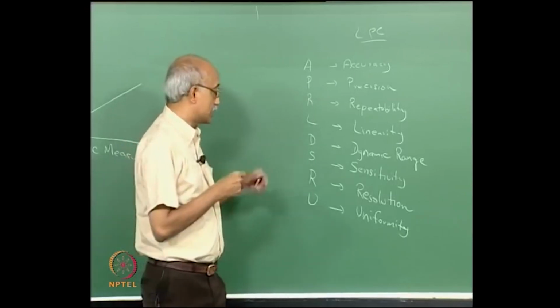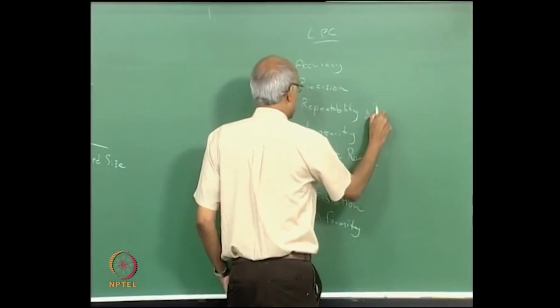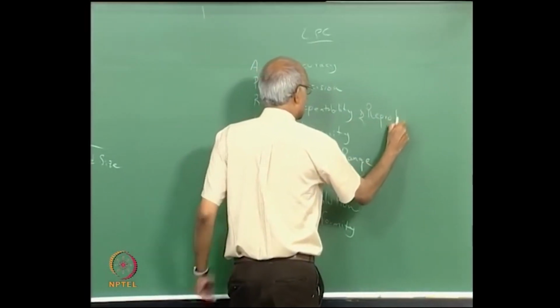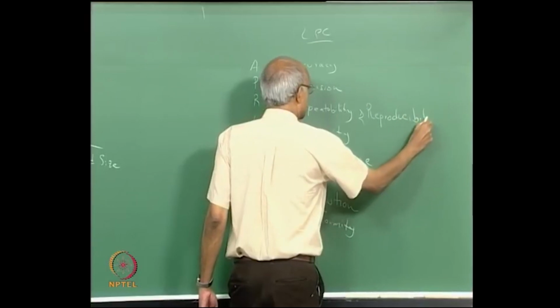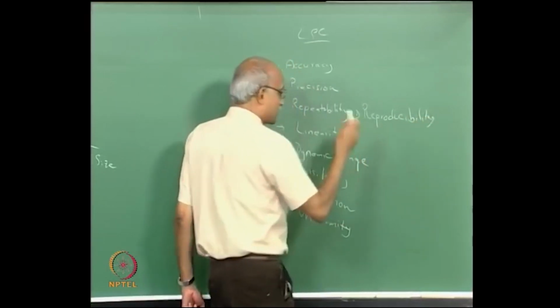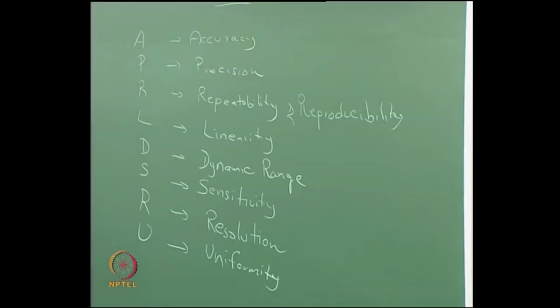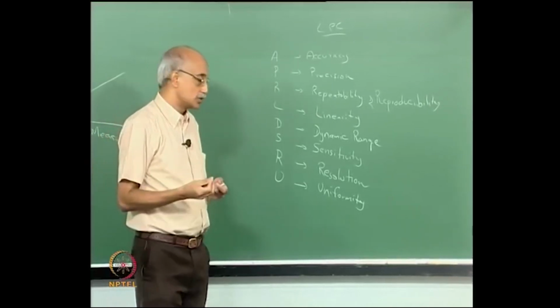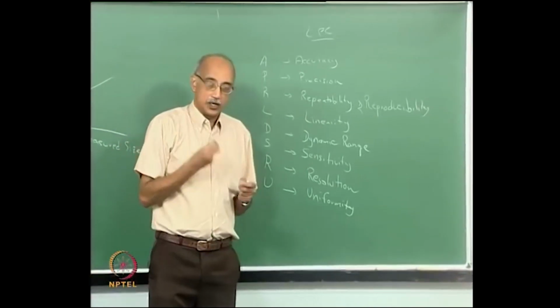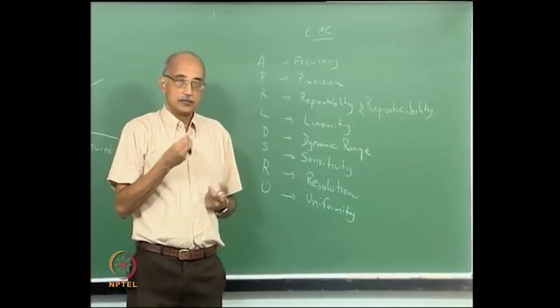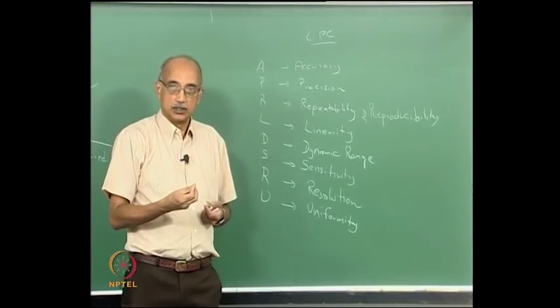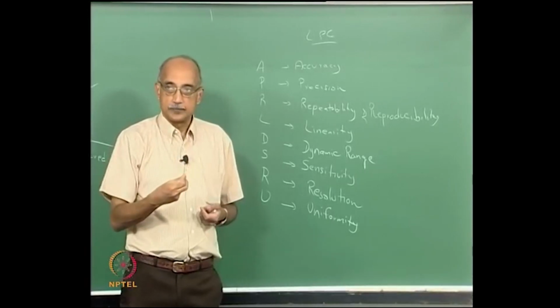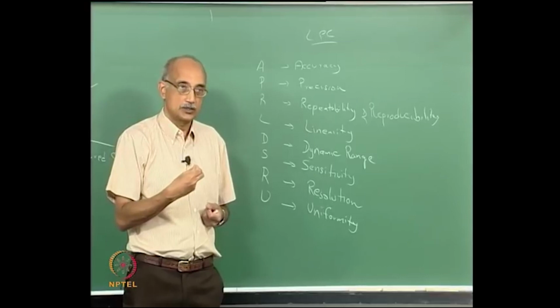Repeatability, actually R stands for both repeatability and reproducibility, which are slightly different things. When you are using any instrument to measure any value, you are always interested in knowing how repeatable the measurements are and also how reproducible the measurements are. The difference is repeatability refers to when the same operator performs the same measurement on the same sample, how repeatable are the data, how close are the second set of readings to the first set of readings.